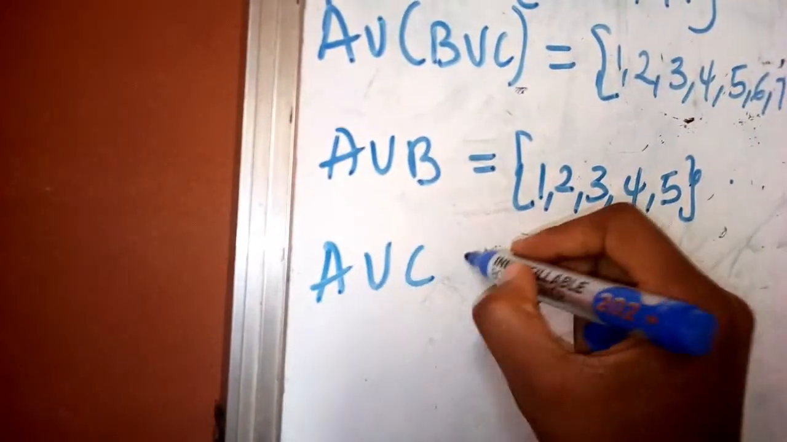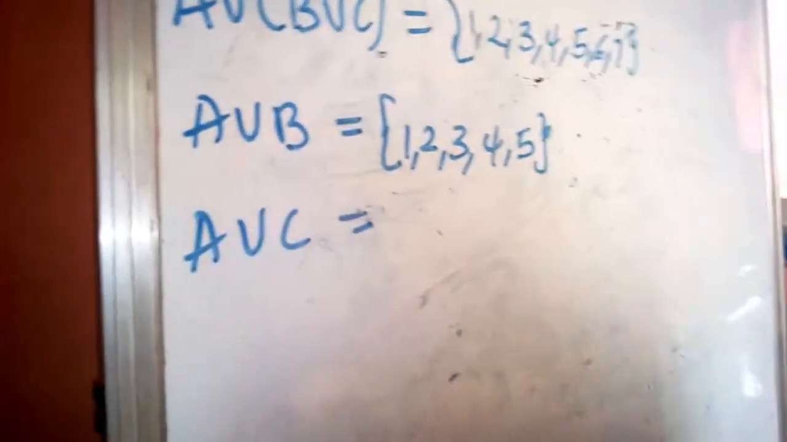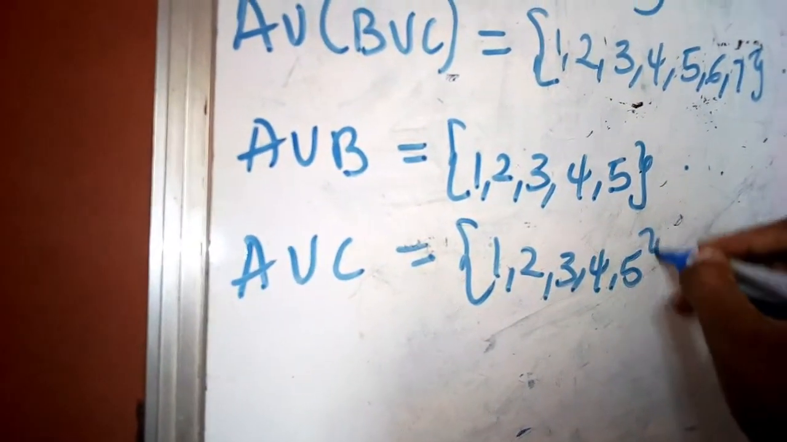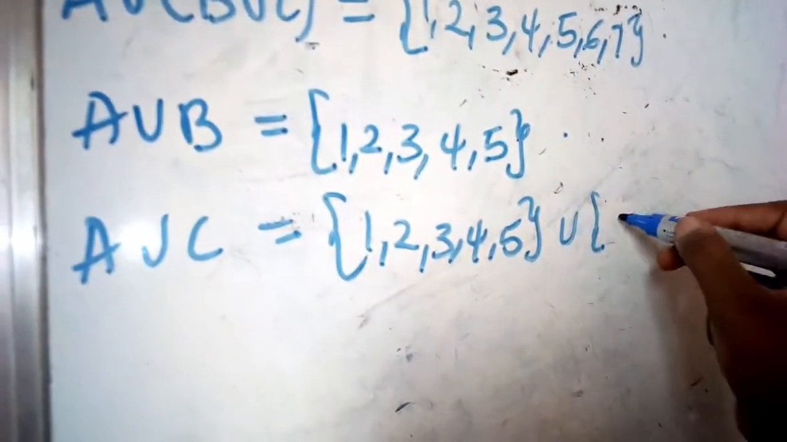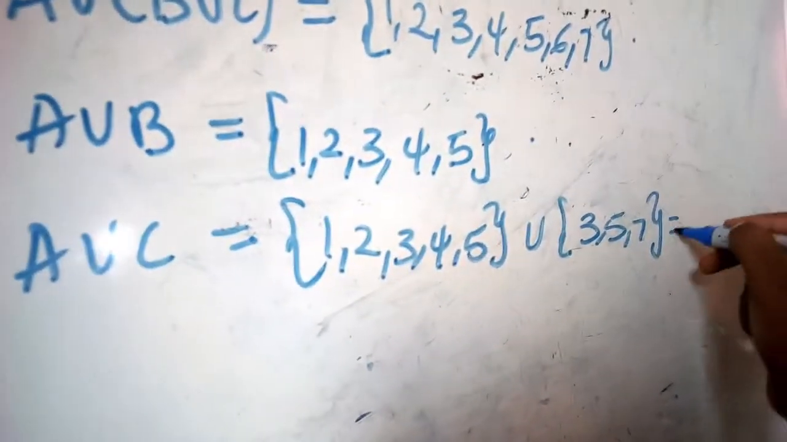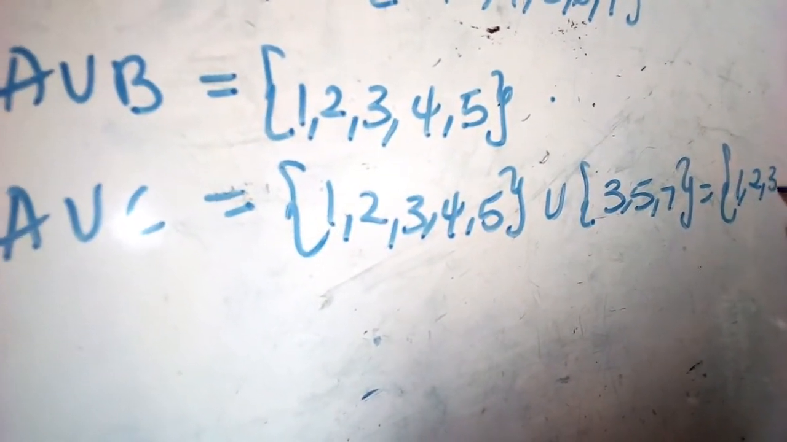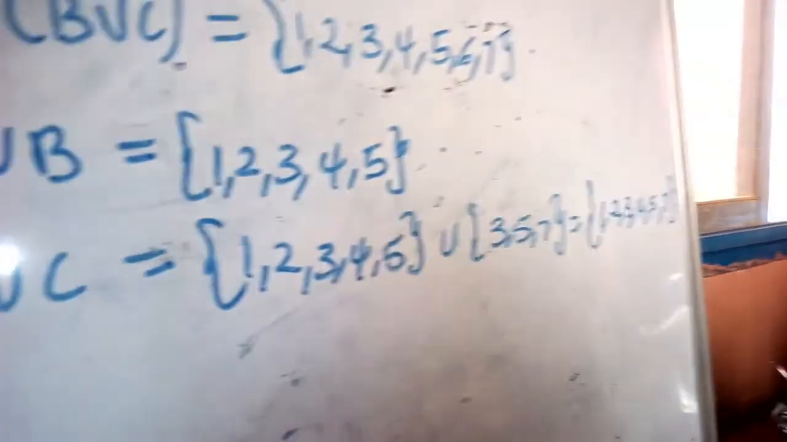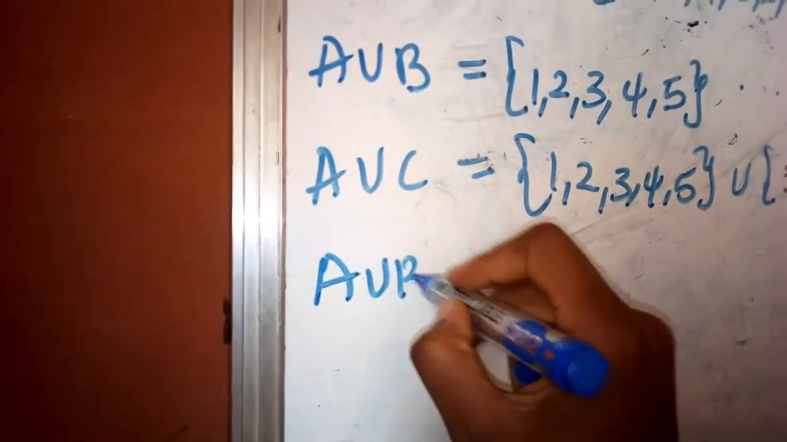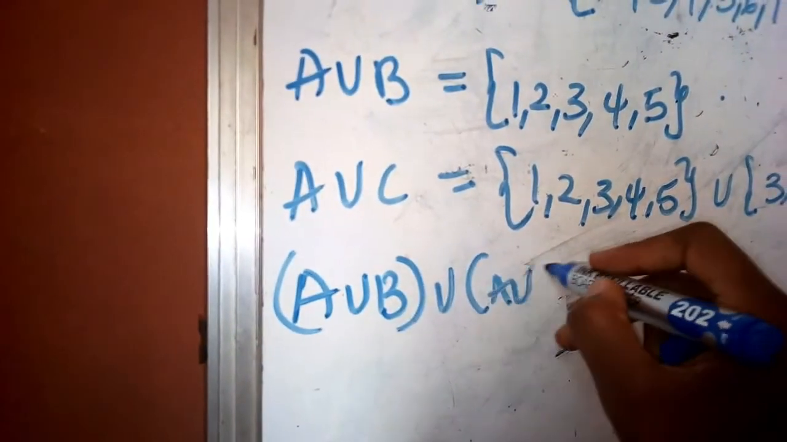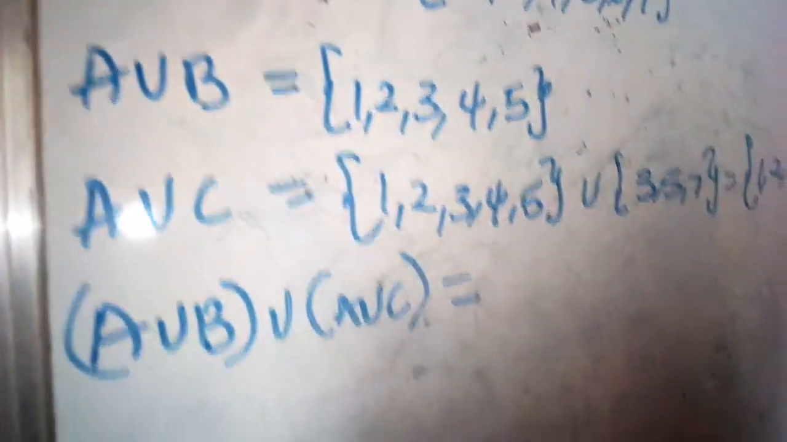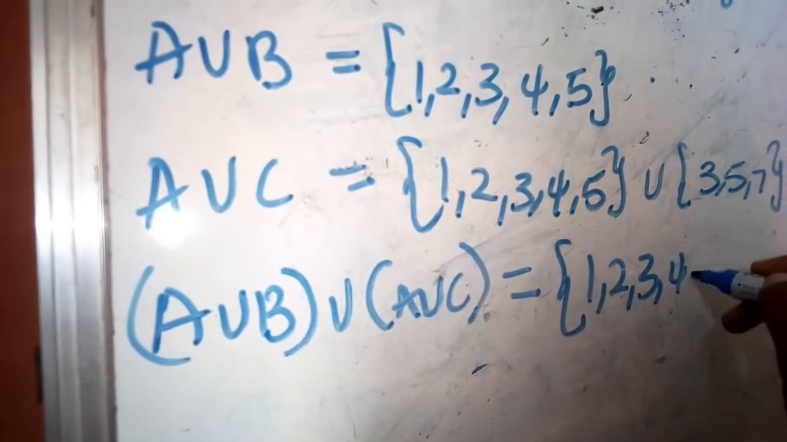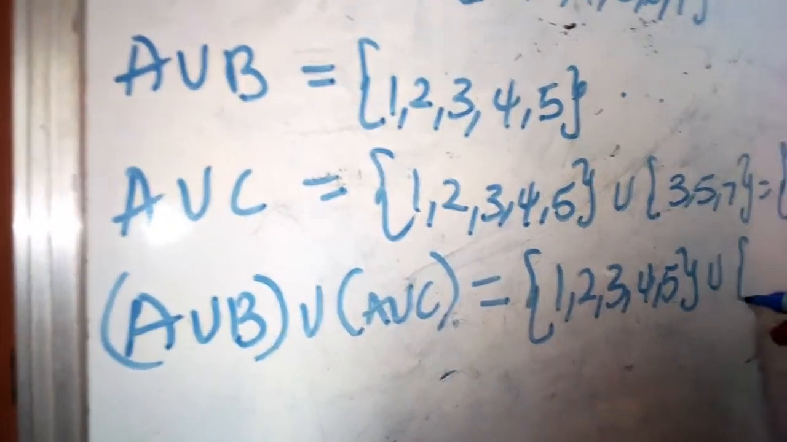So let us check for A union C. Our A is 1, 2, 3, 4, 5, and our C is 3, 5, 7. So A union C is 1, 2, 3, 4, 5, 7. So now let's do for (A union B) union (A union C). I told you we're going to list it out. Our A union B is this, union our A union C, which is this.